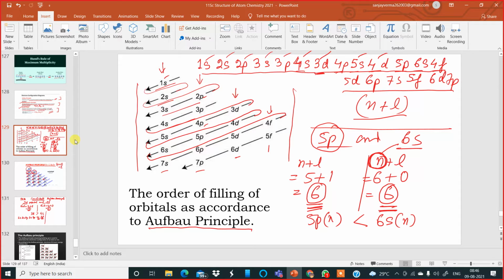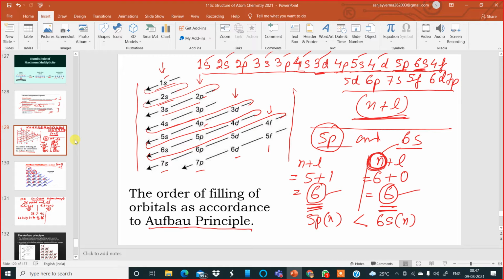Whenever the value of n plus l for two orbitals is the same, over here it is 6, over here also it is 6, you must compare the values of the principal quantum number. Whichever has the higher value of principal quantum number will possess higher energy. That is why you can see over here the 6s orbital has higher energy than the 5p orbital. So I have clearly explained both the examples.